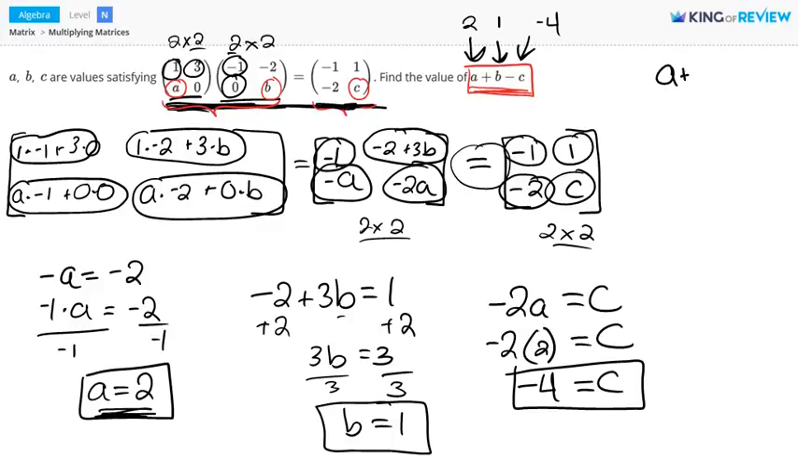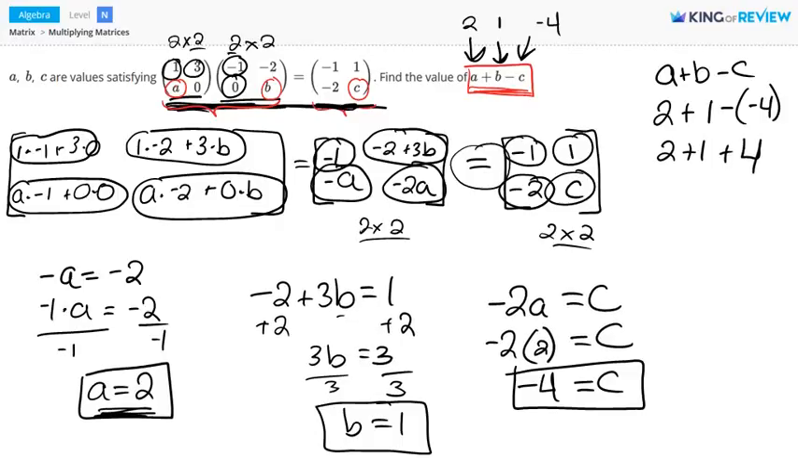So now we have all the information we need to find this expression here. A is 2, B is 1, and we're minusing a negative 4, which is C. This is 2 plus 1 plus 4, and this works out to give us 7. So 7 is the final answer here.